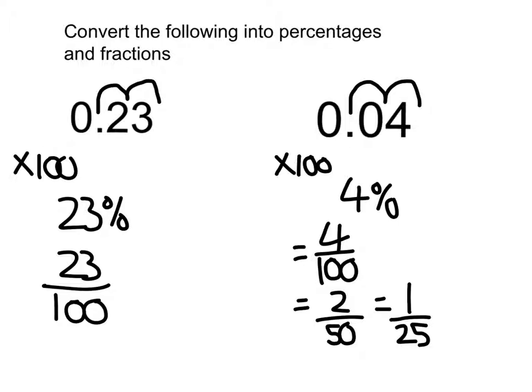So 0.04 is equivalent to 4% and is equivalent to 1/25.